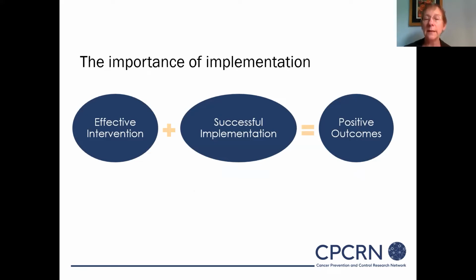Last time we met, in the last training, we talked about finding an evidence-based intervention, one that's been shown to be effective, but that's only part of the story. You also need to implement it well in order to get the desired positive outcomes. So we're going to talk a little bit about how, and a lot of this will be very familiar to you, but I think it's a helpful refresher to really think about being systematic and purposeful as you think about implementing something new in practice.